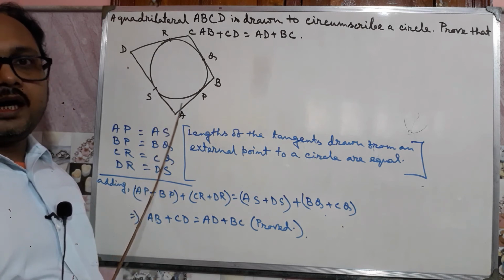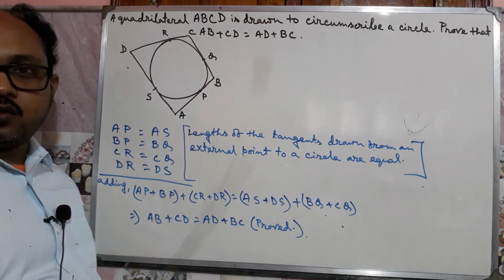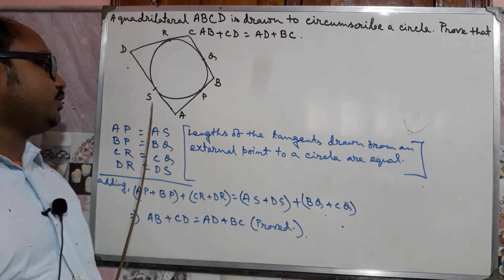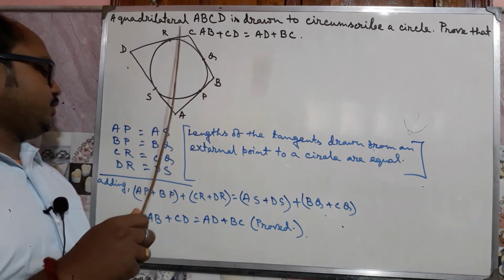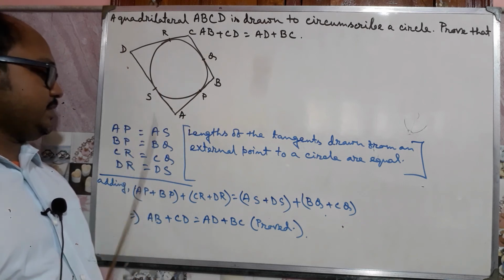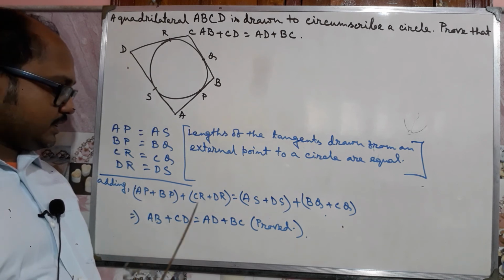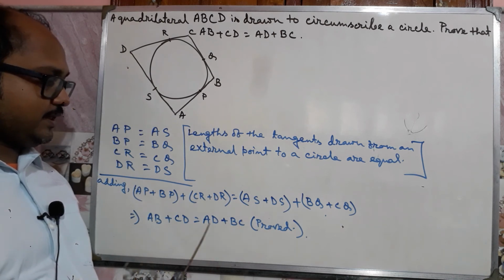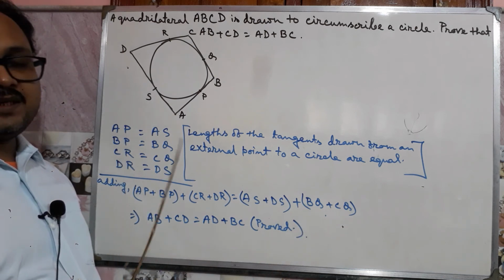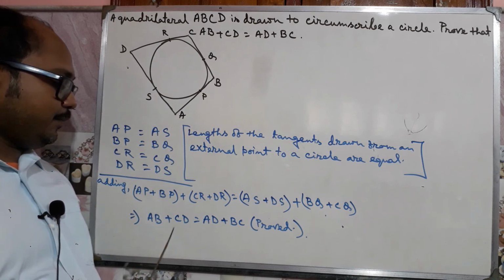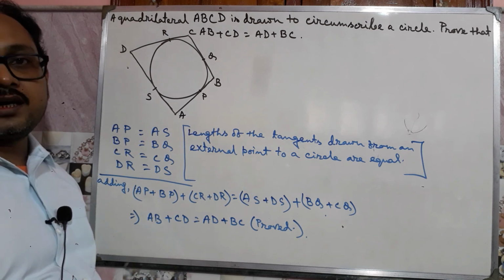What do we know? The tangents drawn from an external point to a circle are equal. So AP is equal to AS. Similarly, BP is equal to BQ, CR is equal to CQ and DR is equal to DS. Now adding these, AP plus BP is equal to AB, CR plus DR is equal to CD, AS plus DS is AD, and BQ plus CQ is BC. So adding the left hand side and right hand side, we get AB plus CD is equal to AD plus BC, that is, the sum of the opposite sides of this quadrilateral are equal.